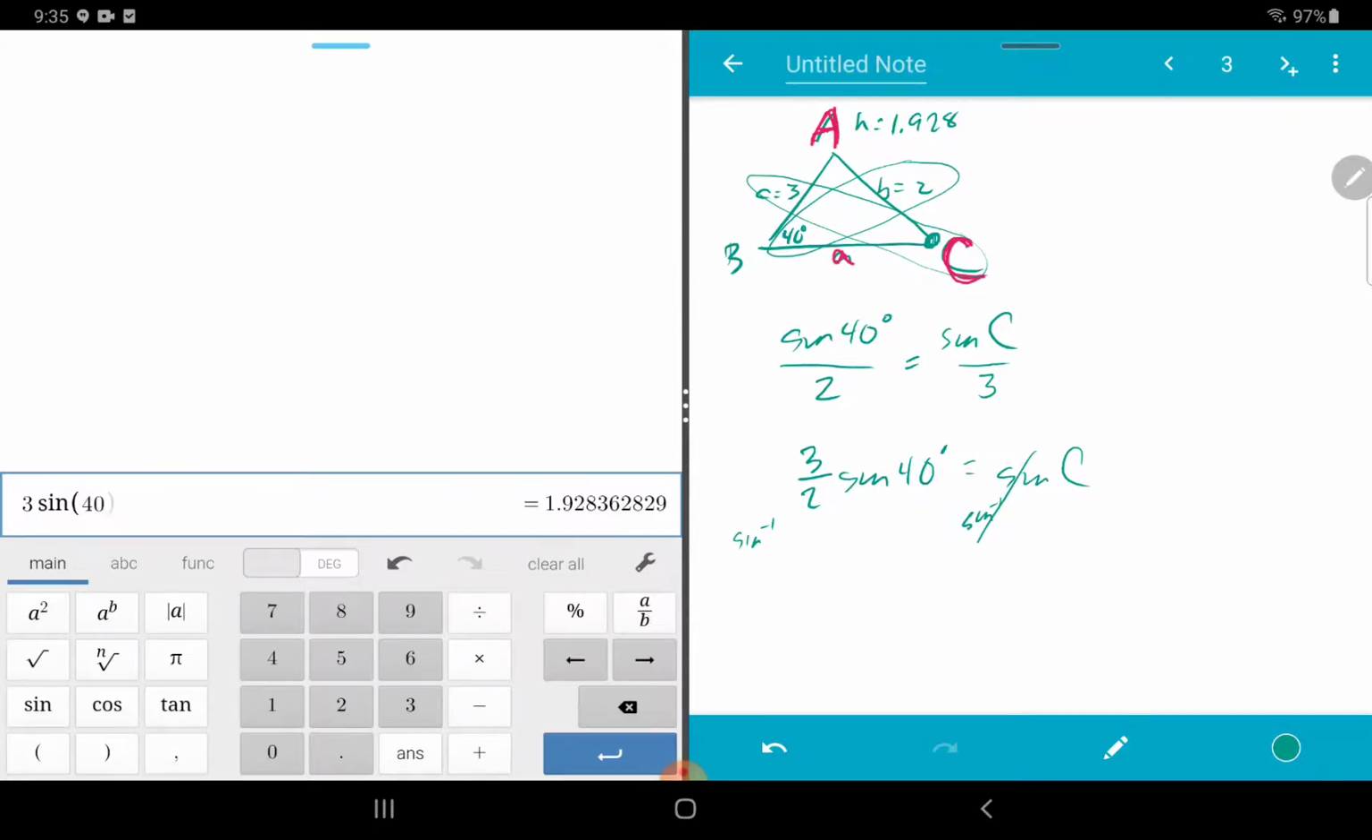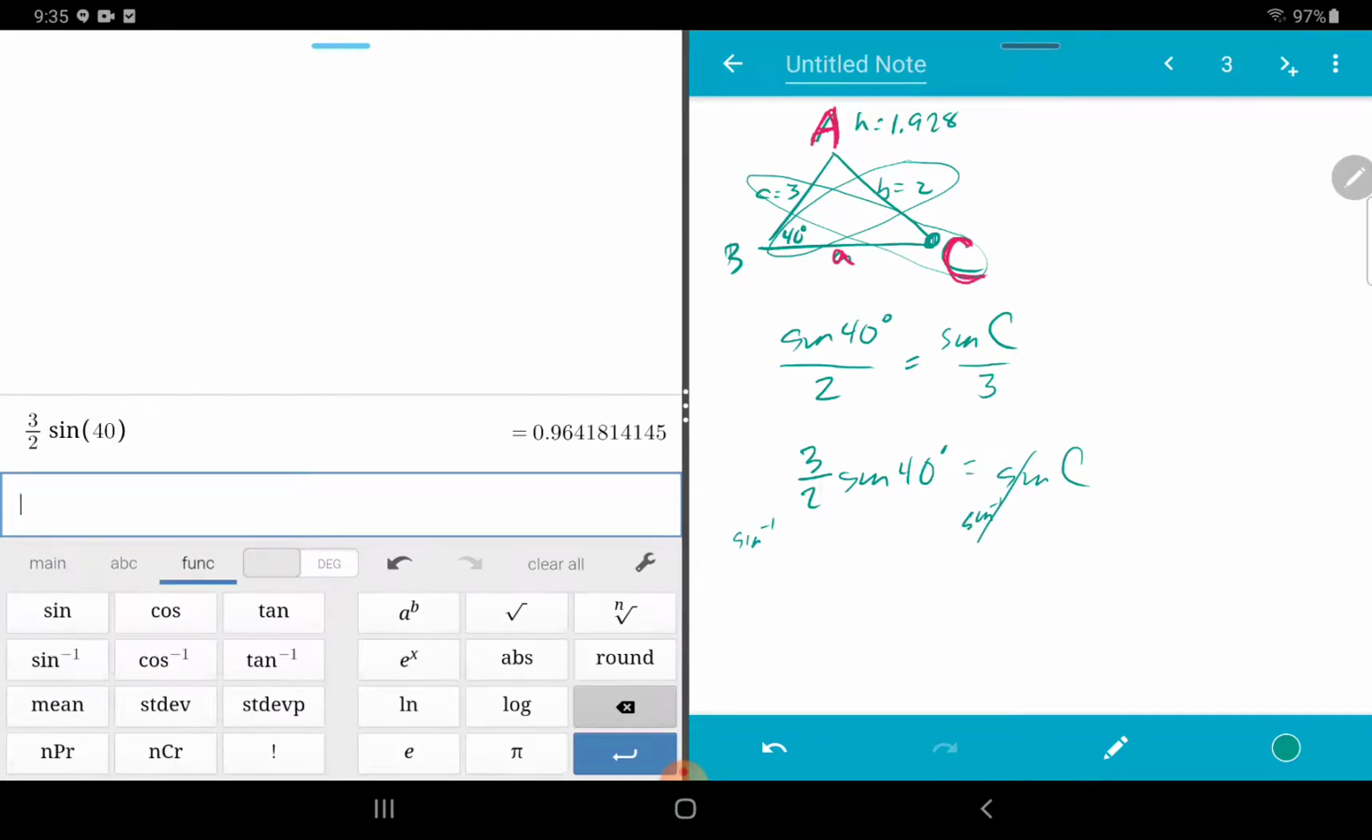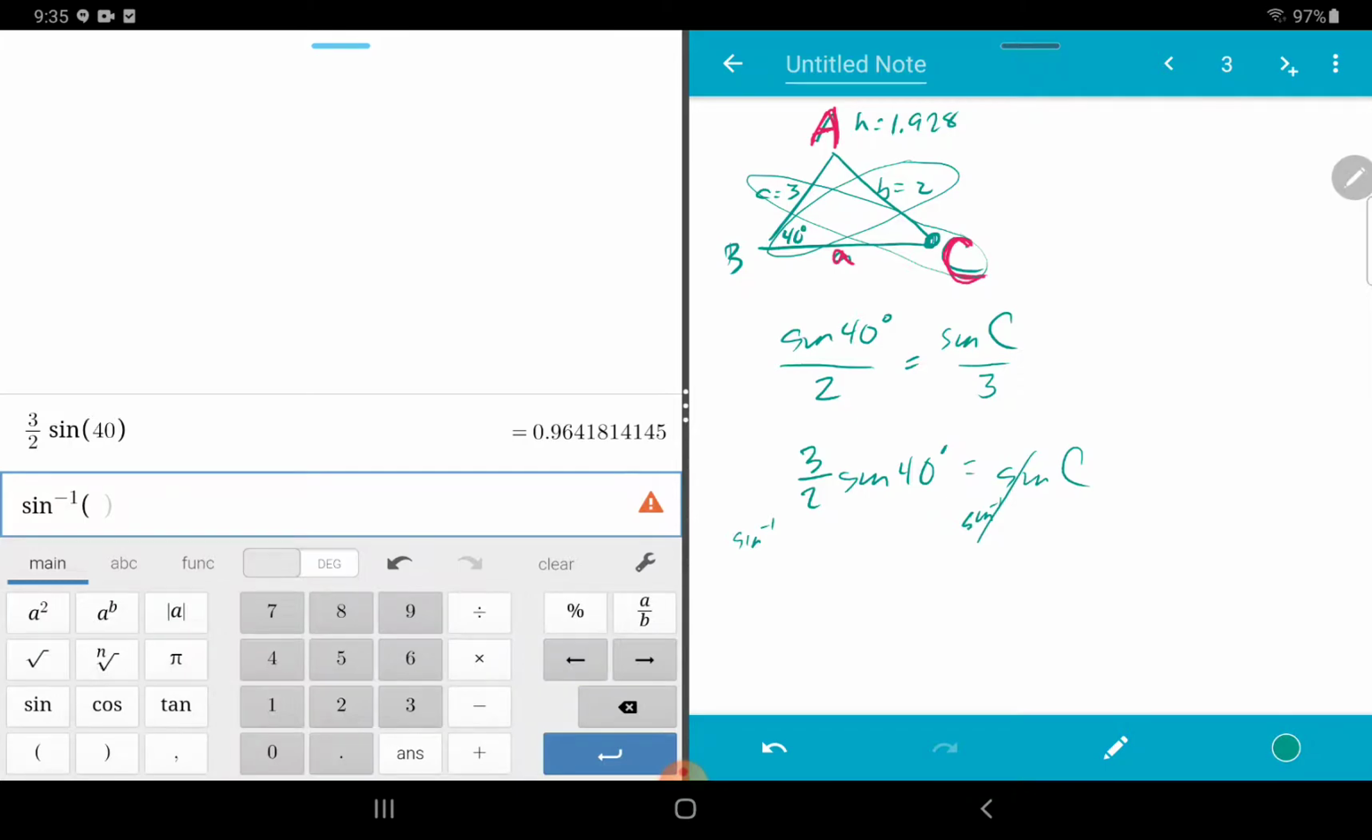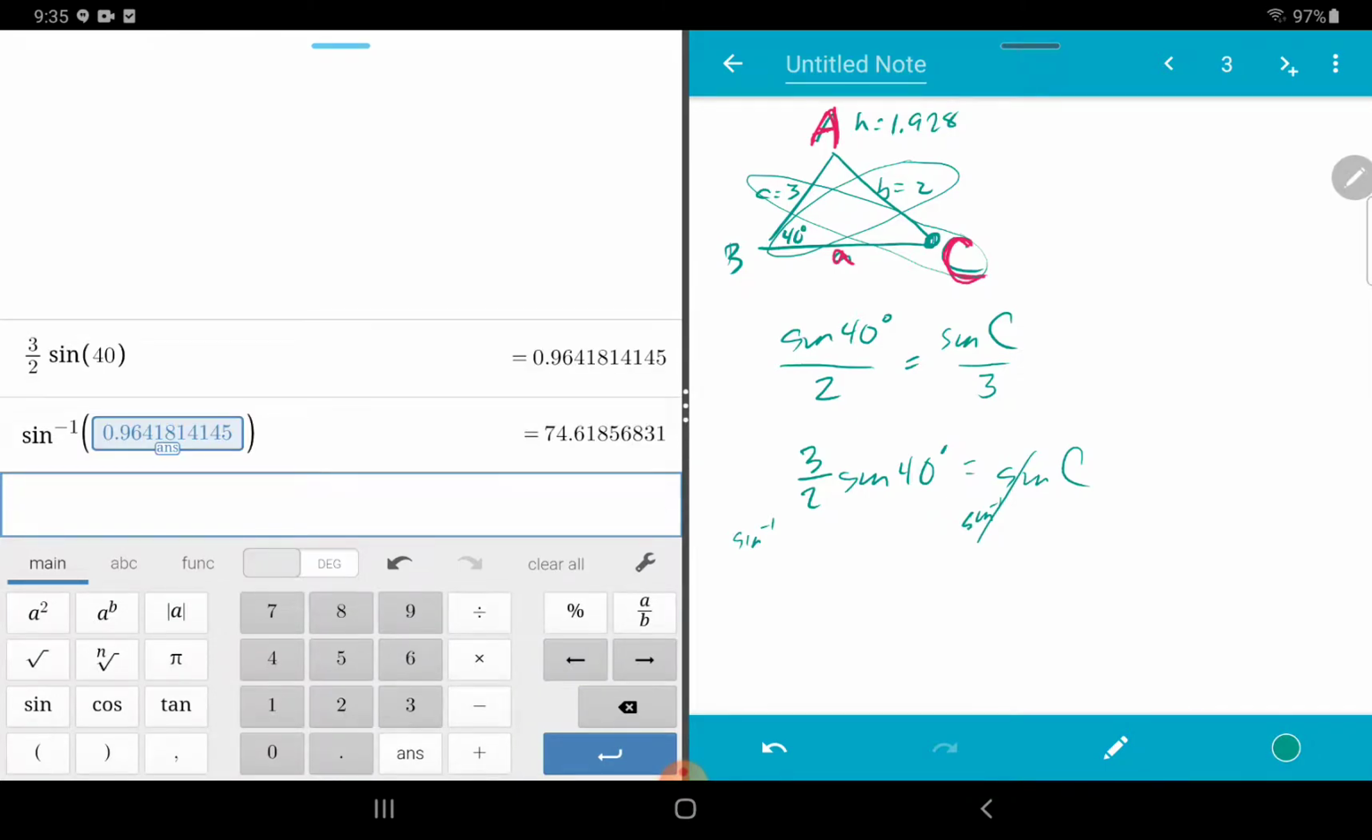Okay, so on my calculator, I need to do 3 over 2 sine 40 degrees. And that answer I will need to arc sine. So arc sine answer, and we get measure of angle C is 74.62 degrees. Okay, we'll say about equal to since we're rounding there.